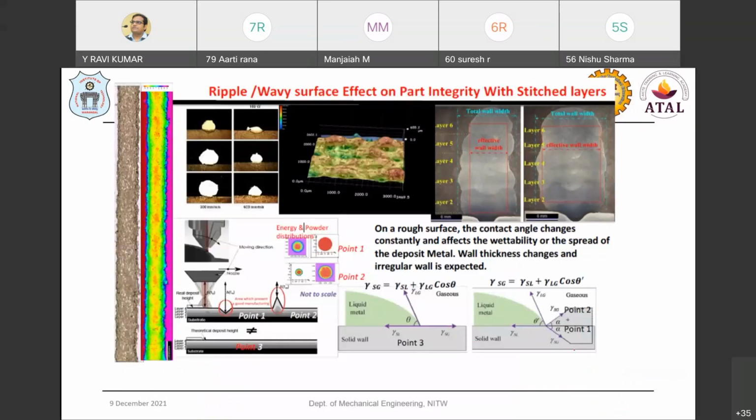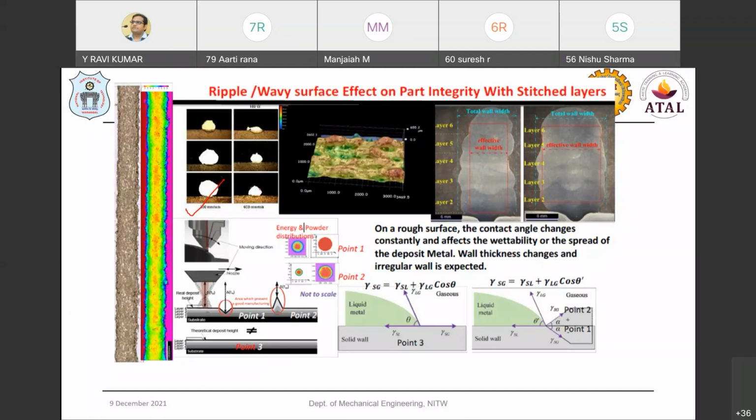And we have analyzed how the rippling force and wavy surface affect the part integrity with these stitched layers, which are the successive layers. You can see the two-dimensional topography of the individual layers manufactured from these DED systems. And here are the melt profiles at different scan speeds, and for a laser power of 180, you can see the melt profiles vary.